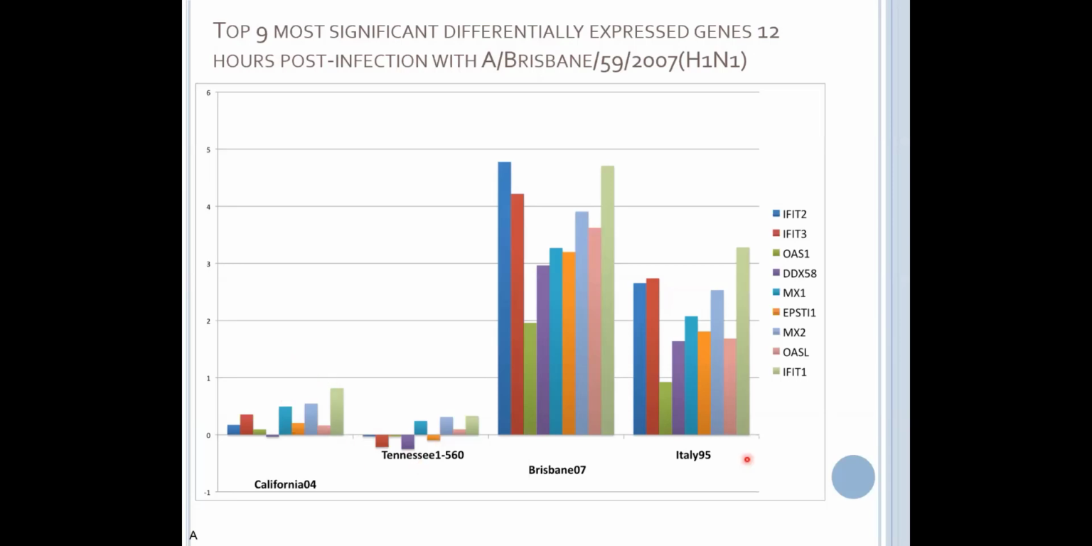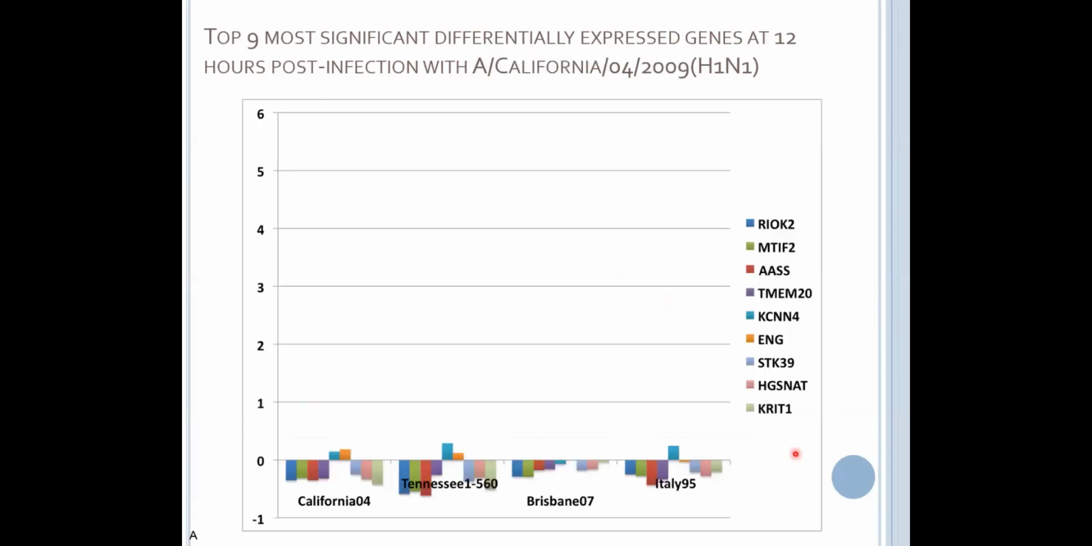Many more cells were infected here than in these groups. If you look at what was turned on in California and Tennessee, this is actually the top 9 genes turned on, and it's actually just statistical noise. None of these are statistically significant. The cells were completely unaware that these viruses were there, even though over half the culture has now been infected. So we called this a stealthy response.